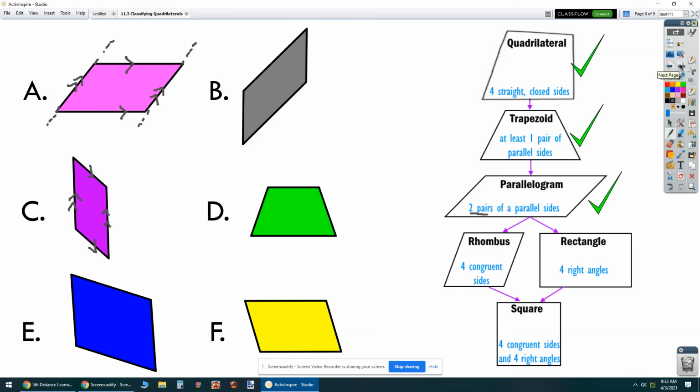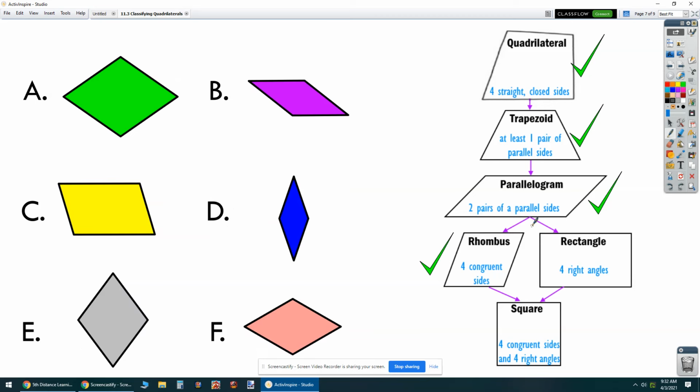It does not have two pairs of parallel sides. Well, if you said shape D, D is the one that is not a parallelogram, right? It is a trapezoid because it has one pair. It is a quadrilateral, but it doesn't count as a parallelogram. All the rest of them are parallelograms, also trapezoids, also quadrilaterals.